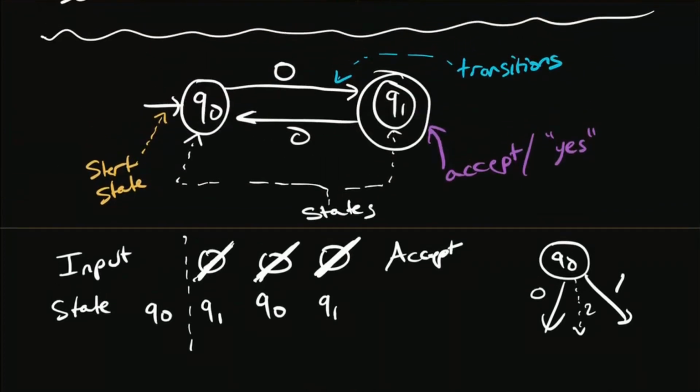Let's go back to this machine for a second. The 0, 0 machine up above. Can anyone give me an English description for what strings are accepted by that machine?